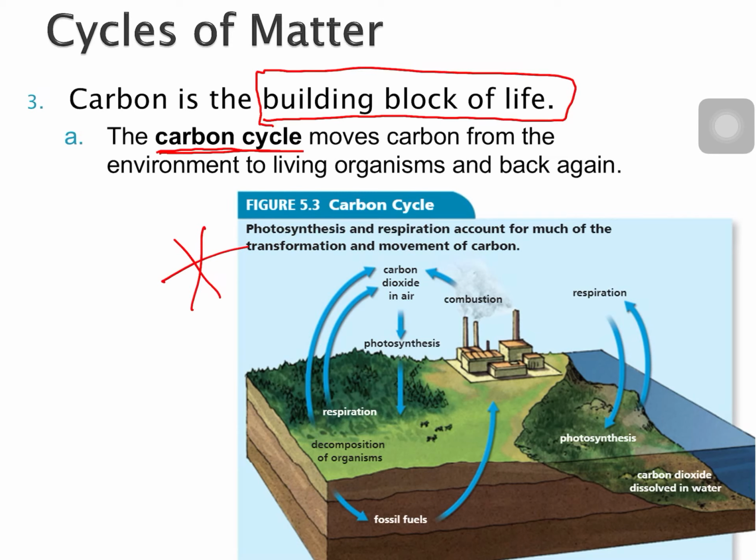A couple of big things in the carbon cycle that we'll talk about are our fossil fuels. We've got our photosynthesis that's going to play a big role. Obviously, decomposition of organisms, putting that carbon back into the ground. And then we have stuff like combustion, fire, deforestation, stuff that plays a role in our carbon cycle.